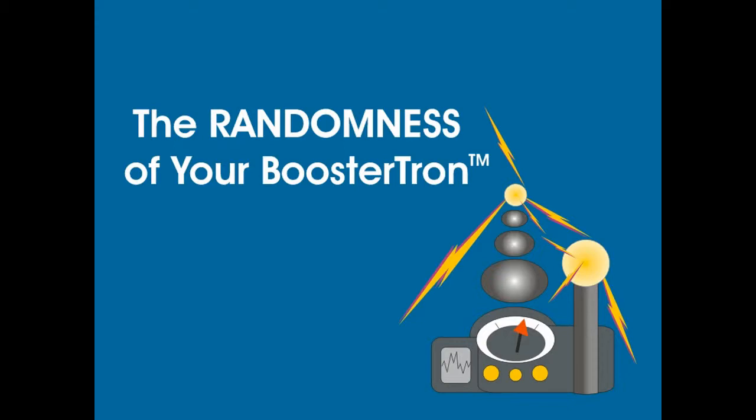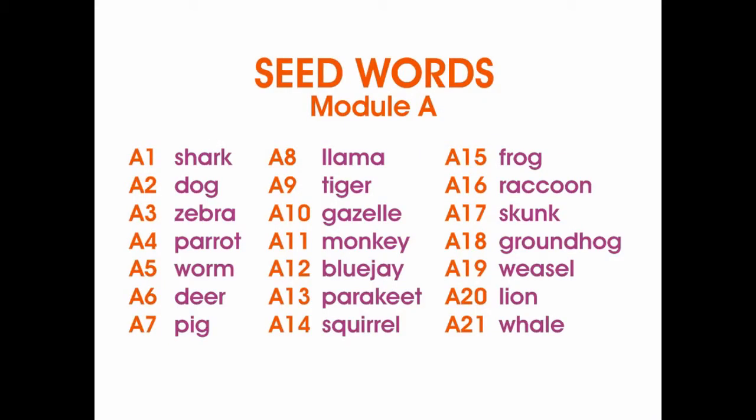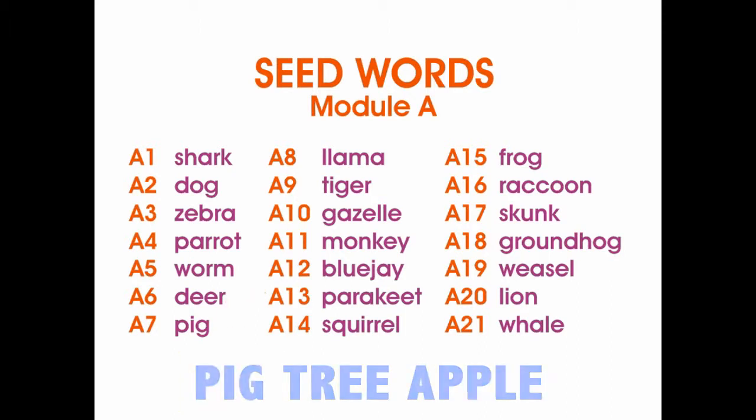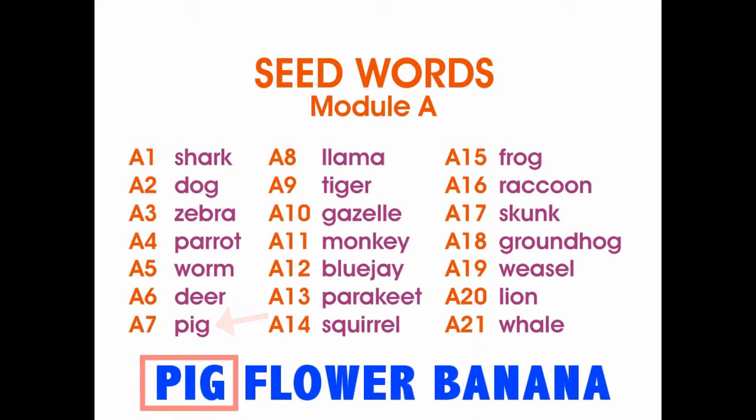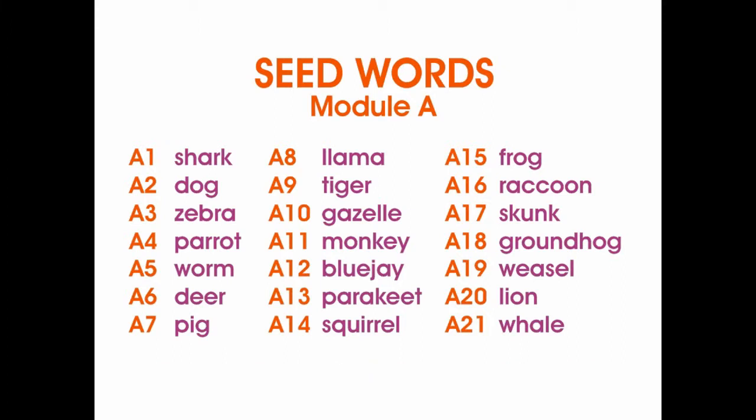When your BoosterTron assembles a random phrase, it might randomly choose the same seed word twice in a row. What this means is that after a word is chosen from any module, it can be chosen again, randomly, from all the seed words in that module. In other words, the BoosterTron does not cycle randomly through all the other seed words before using one of them again. This makes it a truly random process. So each time you click the Stimulate button, each of the 21 slots has an equal chance of being chosen, even twice in a row.